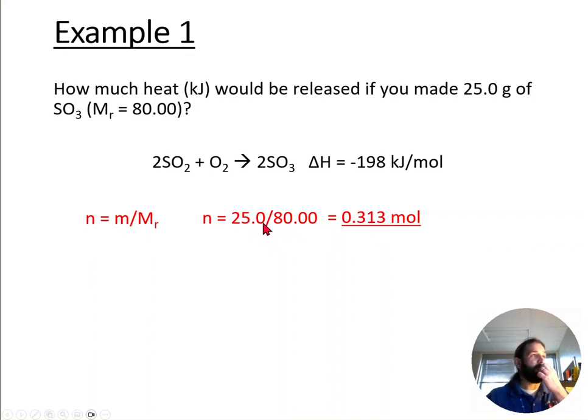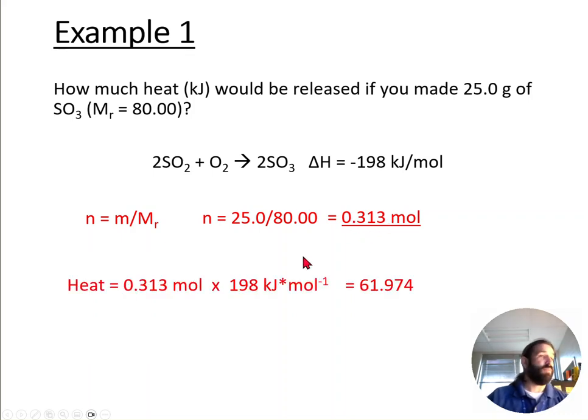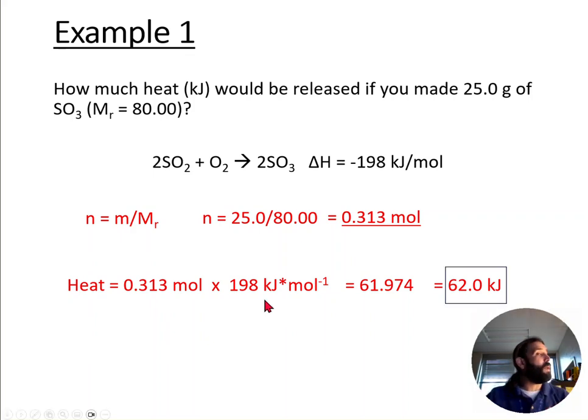Note here in our measurement we have 3 sig figs, so I rounded my answer of moles to 3 sig figs. Then all we have to do is multiply the number of moles by delta H, in this case 0.313 times 198. Notice we eliminated the negative sign because we don't really use the concept of negative energy in our class. In my calculator I get 61.974. Again, 3 sig figs, so I round my answer to 62.0, with a box around it, because that is your answer.